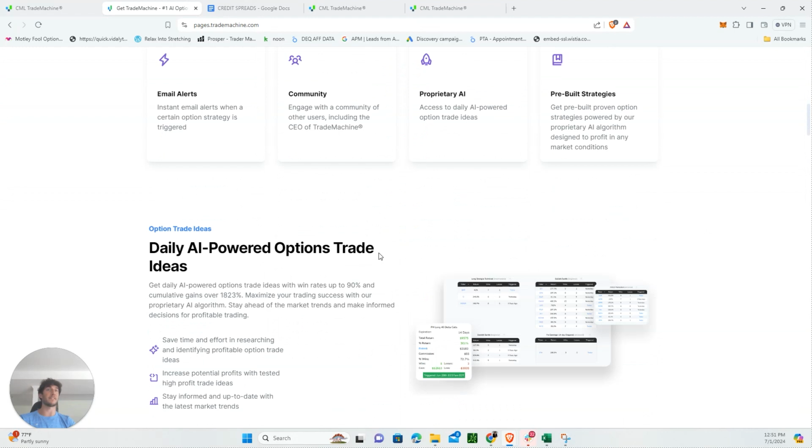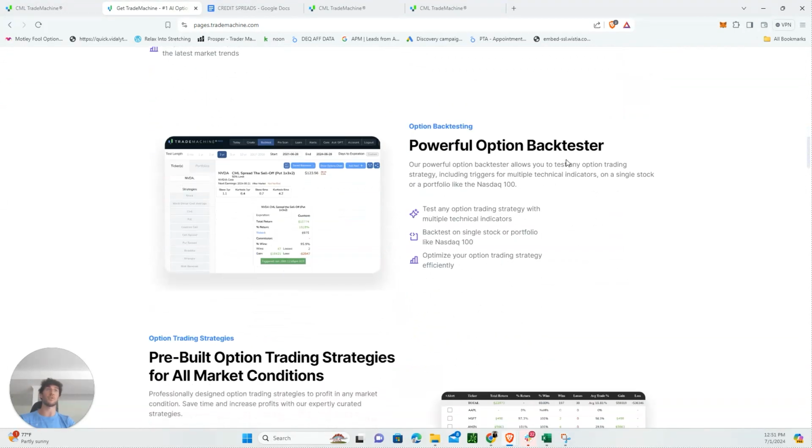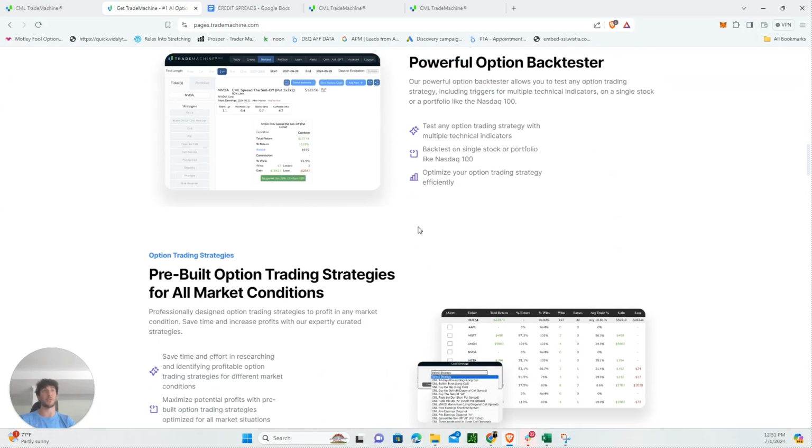Really worth it. They give you daily trade ideas, a really powerful option backtester, which we're going to use, and a bunch of pre-built strategies, which we're also going to dive into.